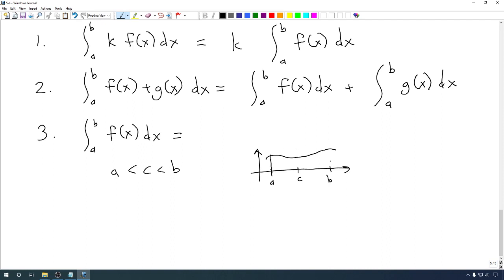The integral from A to B is the area under this entire thing. But if we were to start at C and split that up into two regions, we could talk about the area from A to C and the area from C to B. And it would make sense that the total area underneath this curve would just be the sum of those two areas. And it turns out that is actually the case. The area from A to C plus the area from C to B is exactly the area from A to B.